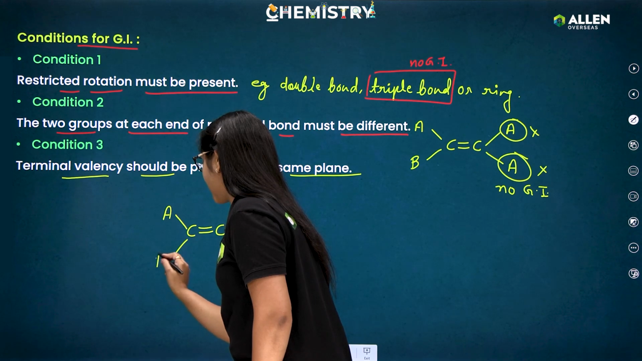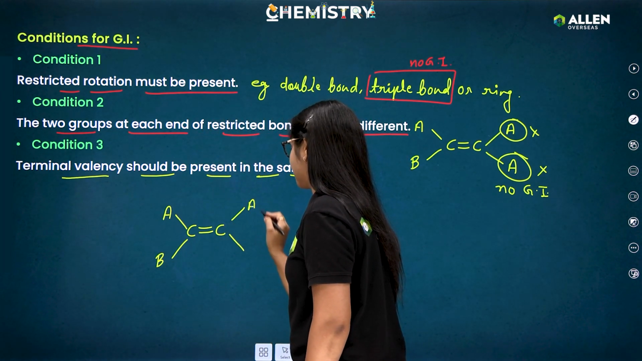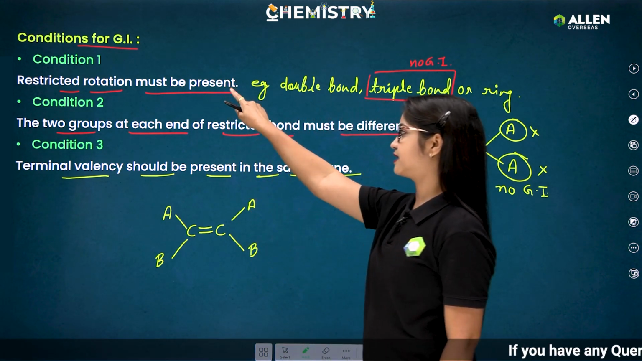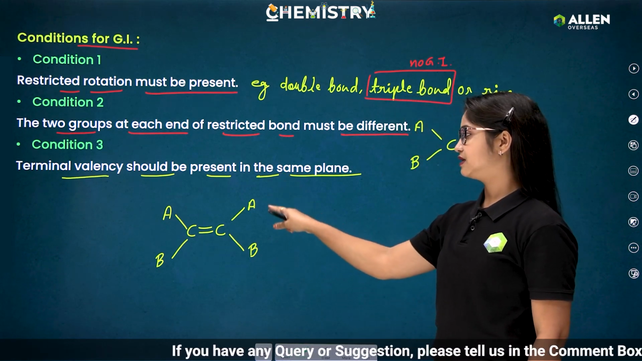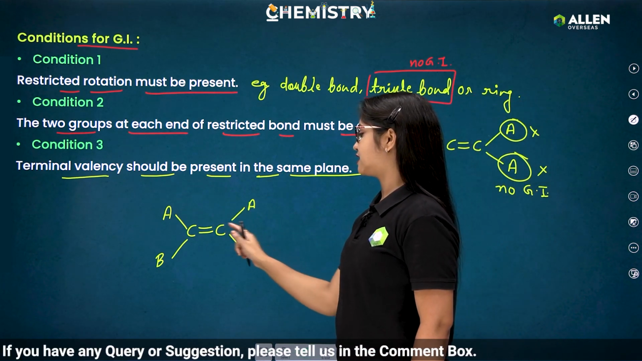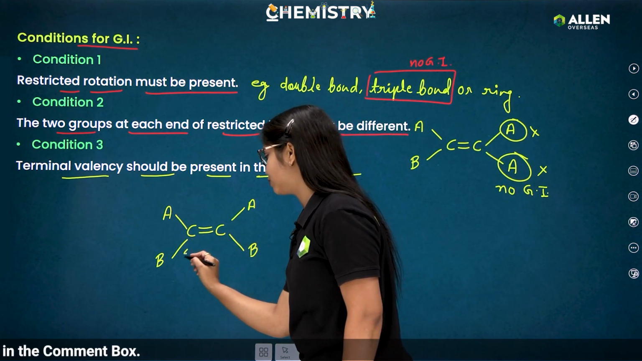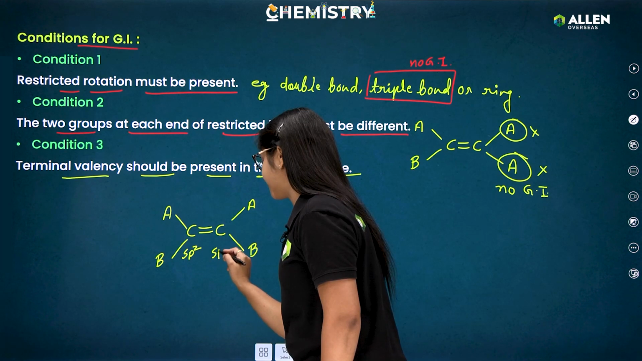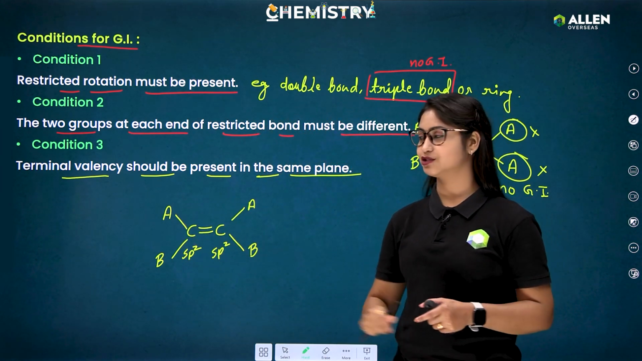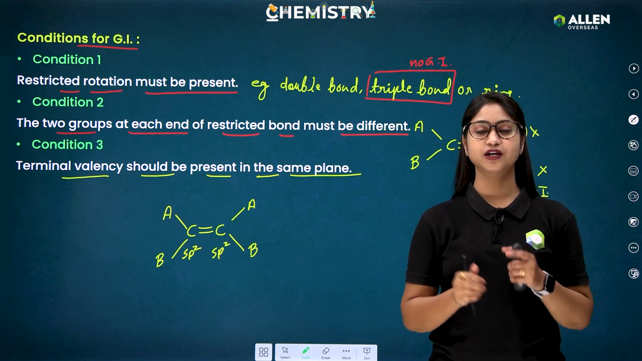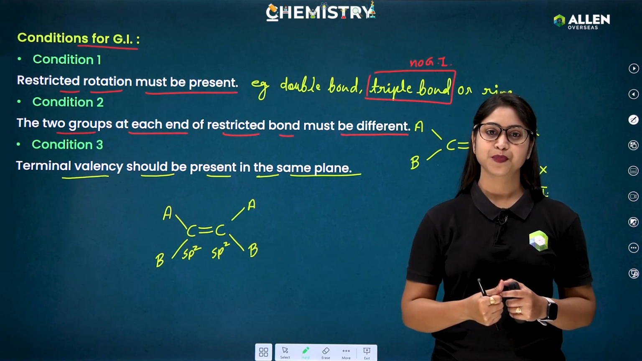So this compound has a double bond and the groups at the ends are also different. So it is following the first condition, restricted rotation. Second condition, the groups at the end are different. And the third is terminal valency, they should be in the same plane. We know this carbon is sp2, and this is also sp2, so all these atoms are present in the same plane. So it follows all the conditions required to show GI.